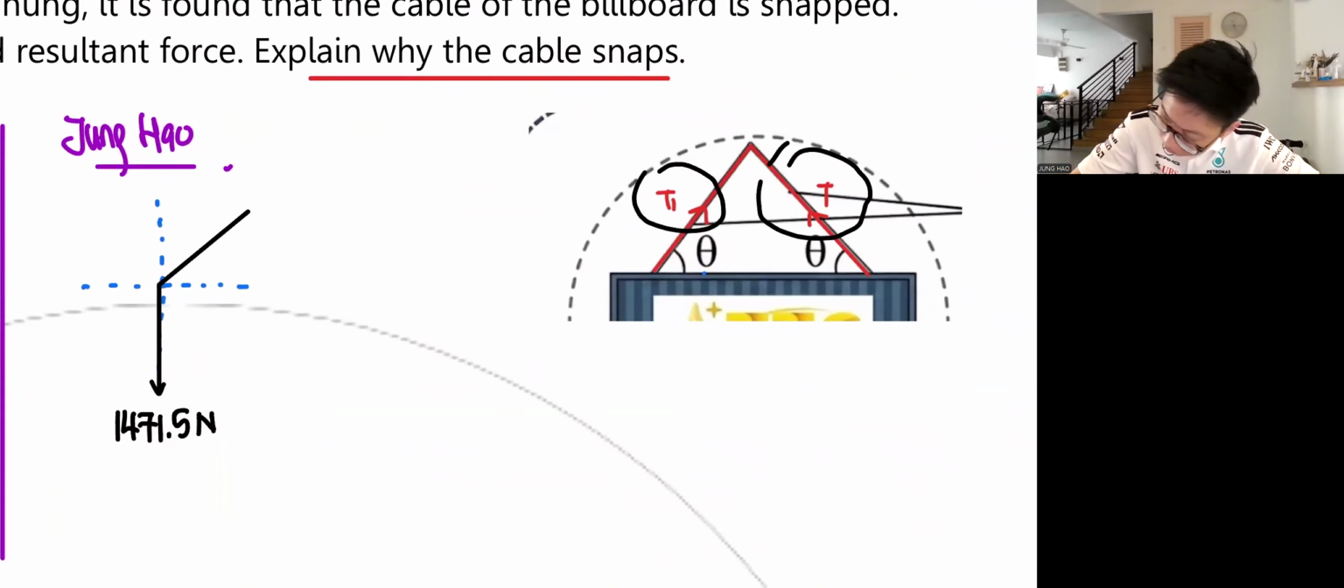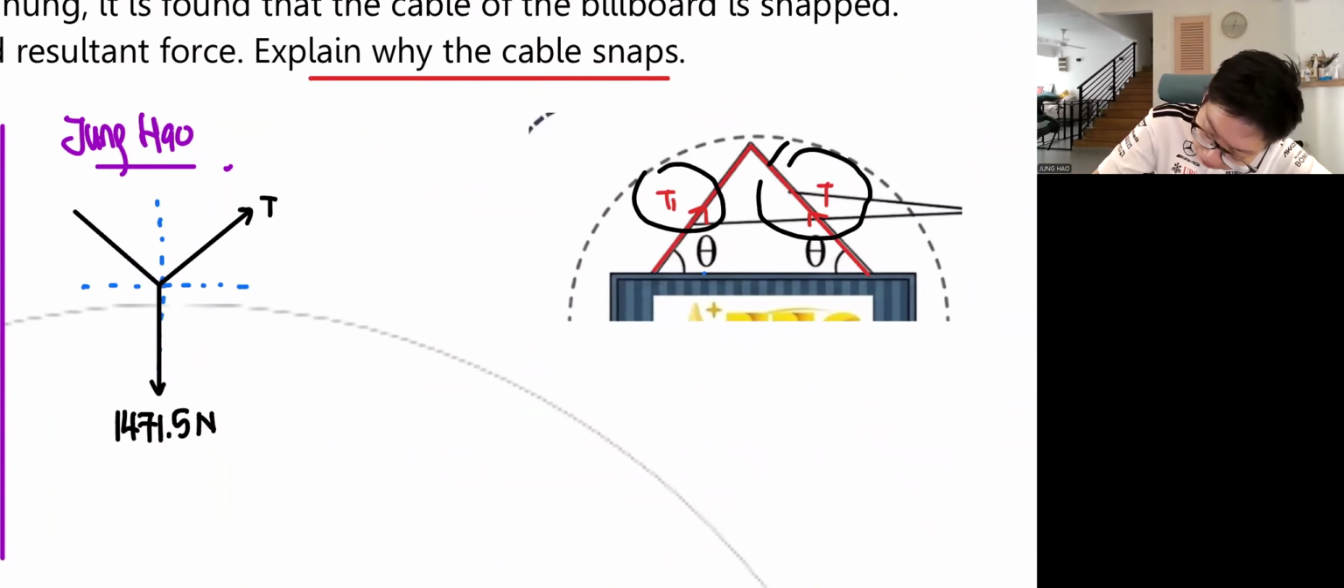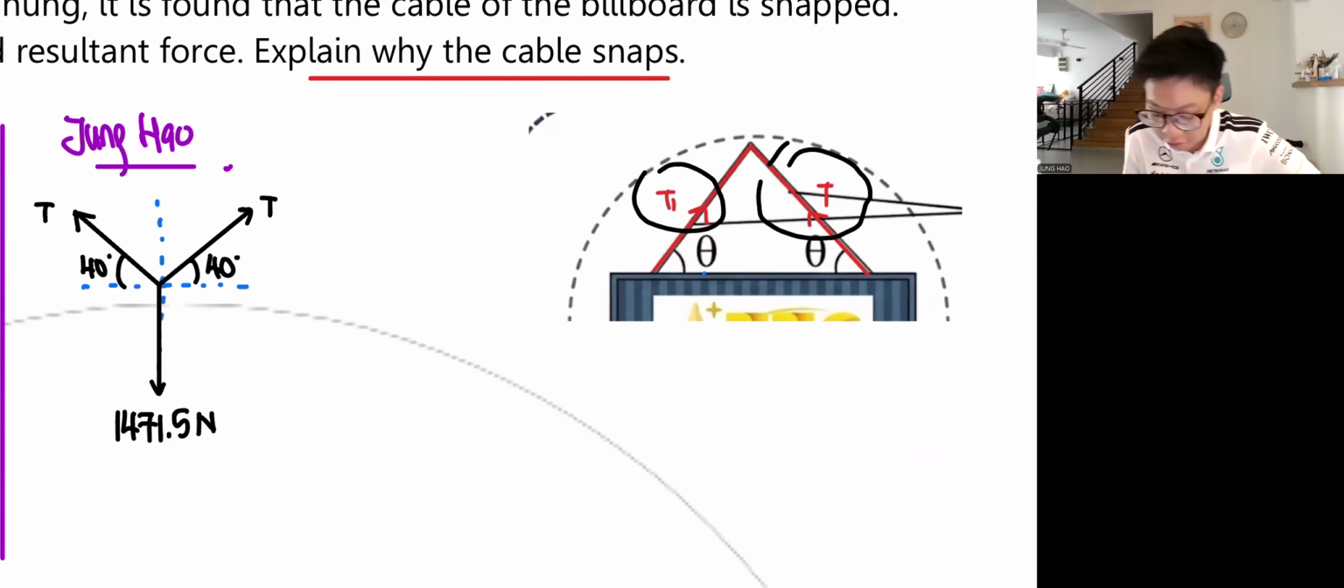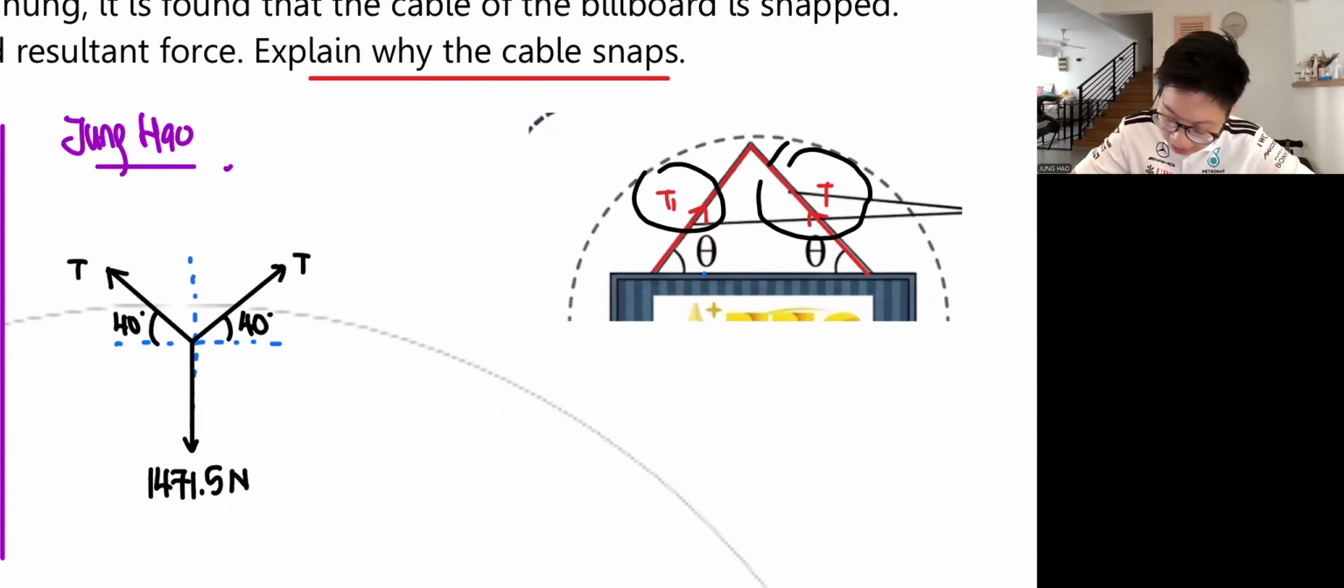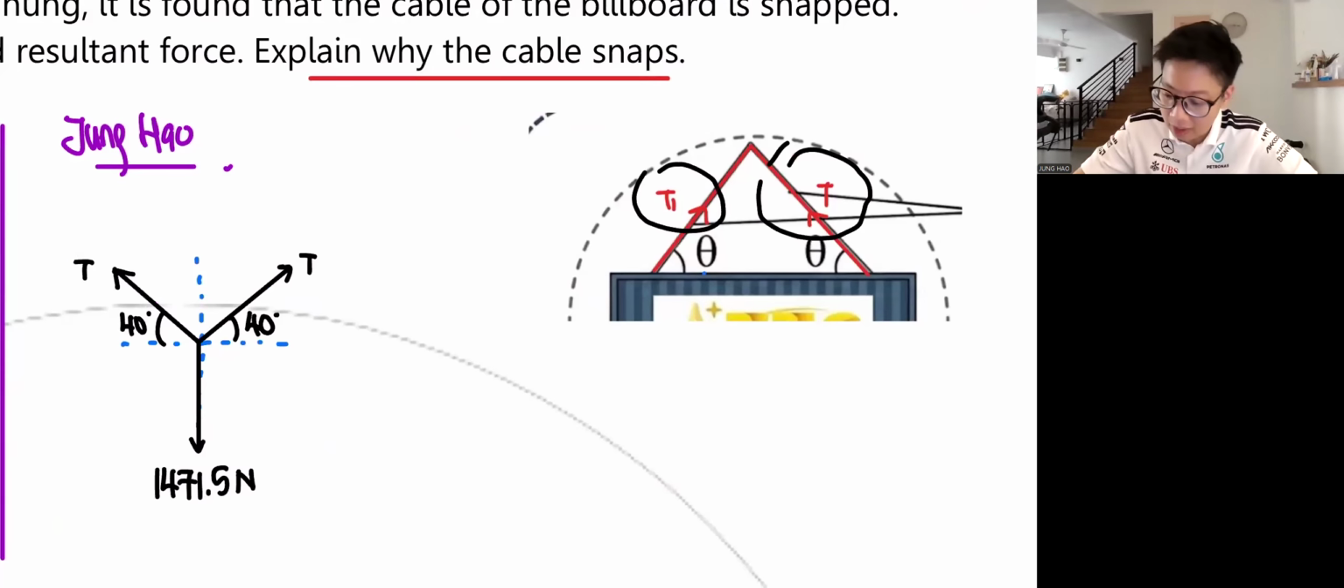But guys, I want you to take out something. I will just write T here because I know that they are both the same. So we got T here. This is 40 degrees, and this is 40 degrees. So what is our next subsequent step?